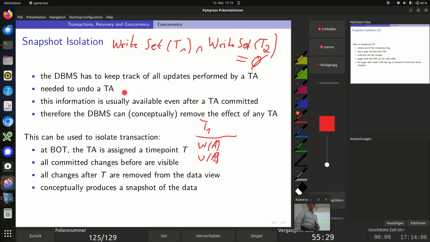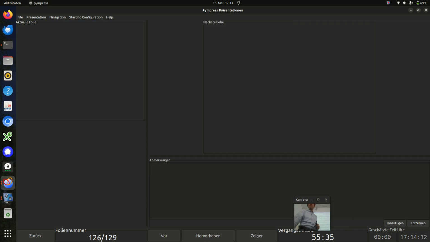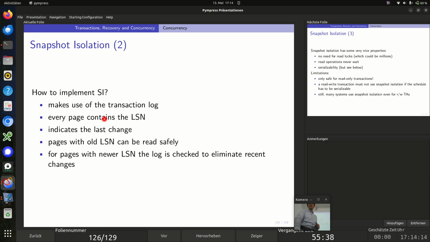Okay, what else is on this slide? Actually it's just tracking all the tuples that have changed. You can use the logging. Every page contains the log sequence number and it indicates the last change. Pages with an older LSN can be read safely, and for pages of newer LSN the log is checked to eliminate recent changes. But of course you can do it with timestamps.